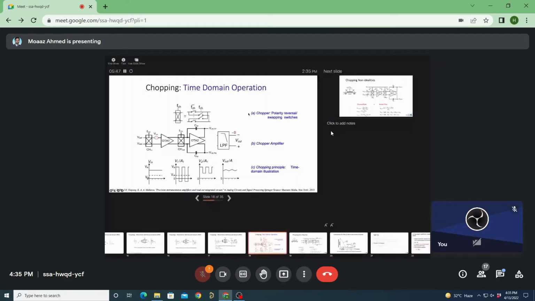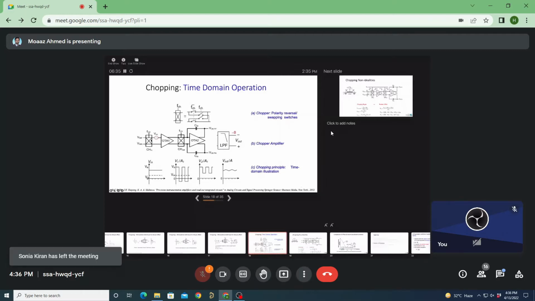So the first figure is the polarity reversal or swapping switches, followed by how we deploy these chopping switches in actual amplifiers. We have an amplifier OTA1 and an amplifier OTA2. We deploy the chopper switches at the input and the output of OTA1. So the input signal is multiplied with this chopping frequency. Together with the offset, which is a DC signal, and the low frequency input, they are modulated to the higher frequency.